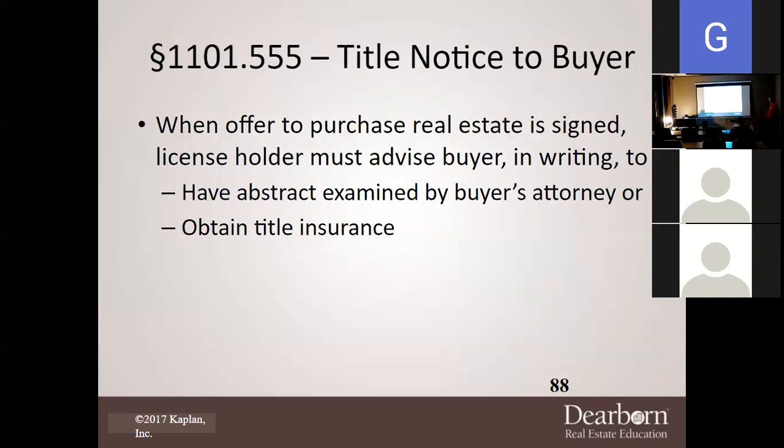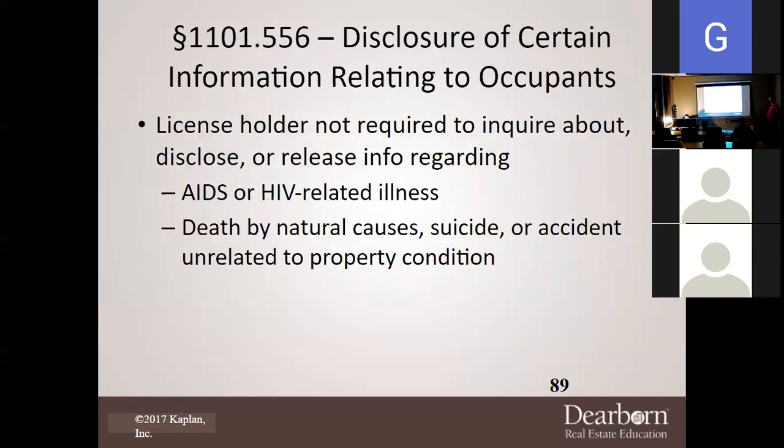The title notice to buyer: when we offer to purchase a real estate assignment, the license holder must advise the buyer in writing to have the abstract examined by an attorney or to obtain title insurance. And we've talked about that before.